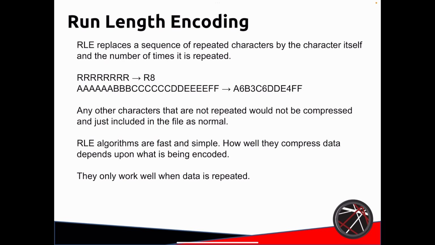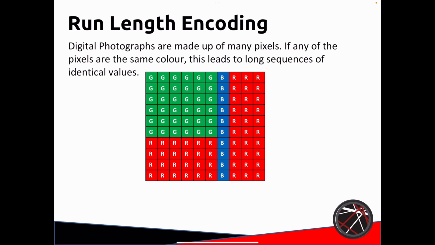A better use of this would perhaps be something like images, because you're much more likely to get multiple colours next to each other than you are to get multiple letters. So an example here, you can see we've got an image, a dead simple image with a green area, blue area, and then two red areas. But because of that repetition, we're now getting an opportunity to reduce this down.